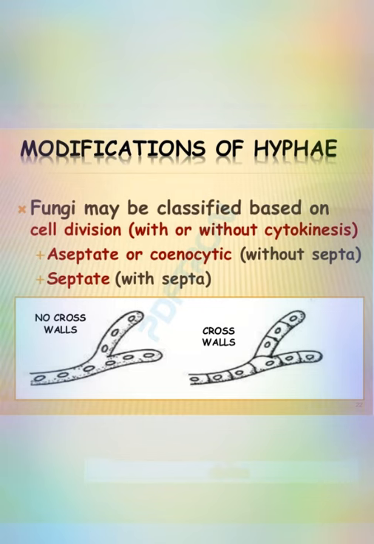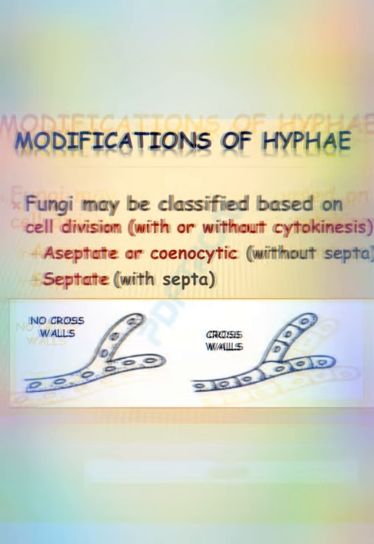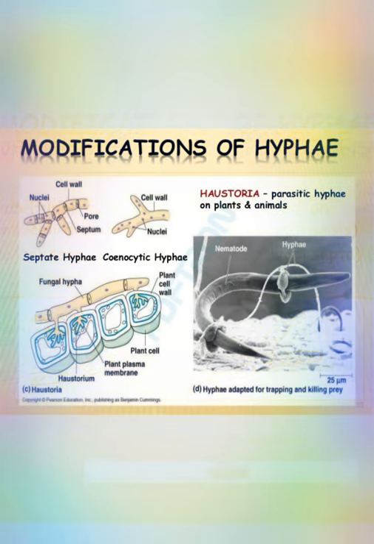Non-cross-wall, cross-wall. What is the difference between non-cross-wall and cross-wall? You see this diagram. Modification of hyphae. Let you see the first diagram. Cell wall, spore, septum, nucleic acid. Nucleic acid, two combined septa. Cell wall, nucleic acid. The pore. The outer layer is cell wall and the dots inside show nucleic acid.